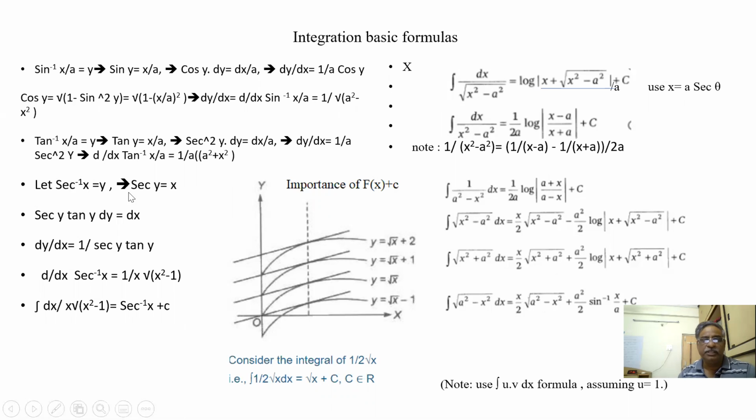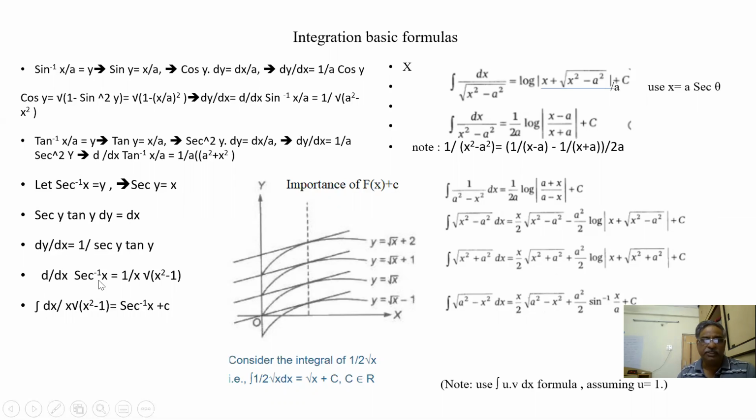Secant has gone this side. Secant y is x. Now I am differentiating. Secant y tan y dy is equal to dx. So dy by dx is 1 by secant y tan y.